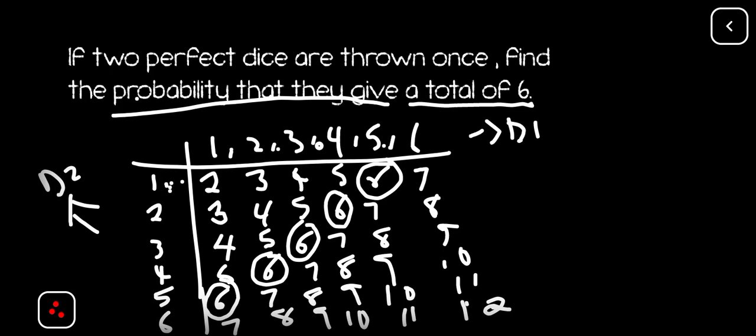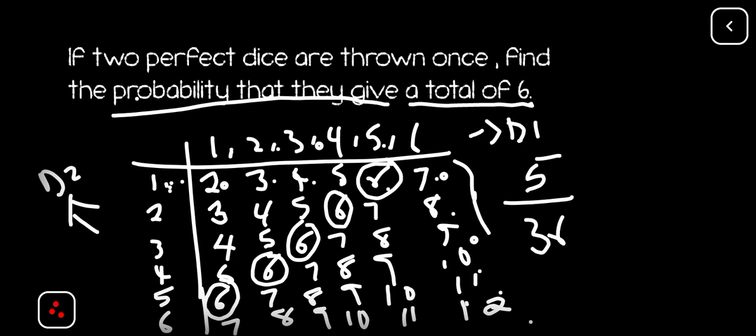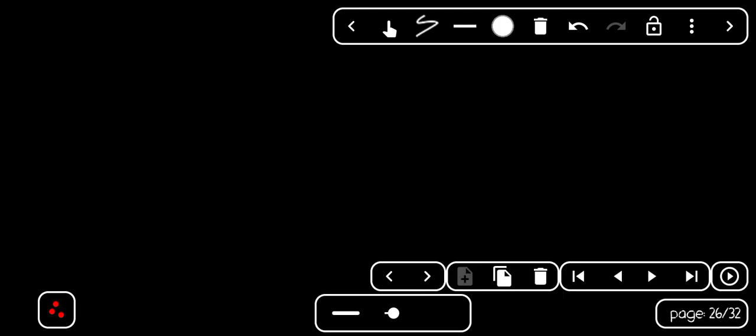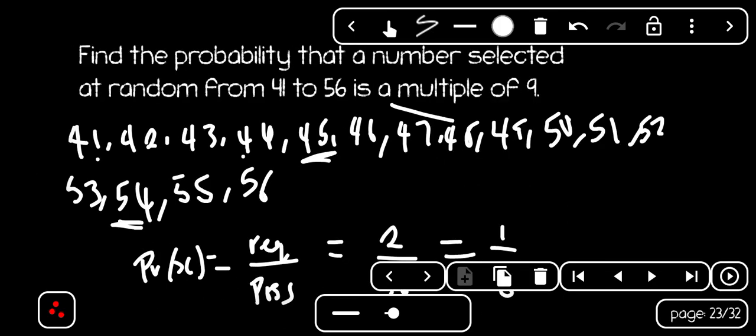All right? Now, these are 5 possibilities out of the total possible outcomes. The total trials is actually going to be 36. If you count it, this is 1, 2, 3, 4, 5, 6, and 1, 2, 3, 4, 5, 6. If you multiply, that's 36. So everything here is actually 36. So this is the probability that you would get a total of 6 if you were to throw two perfect dice once. All right. So I think that is all for problems in theoretical probability.